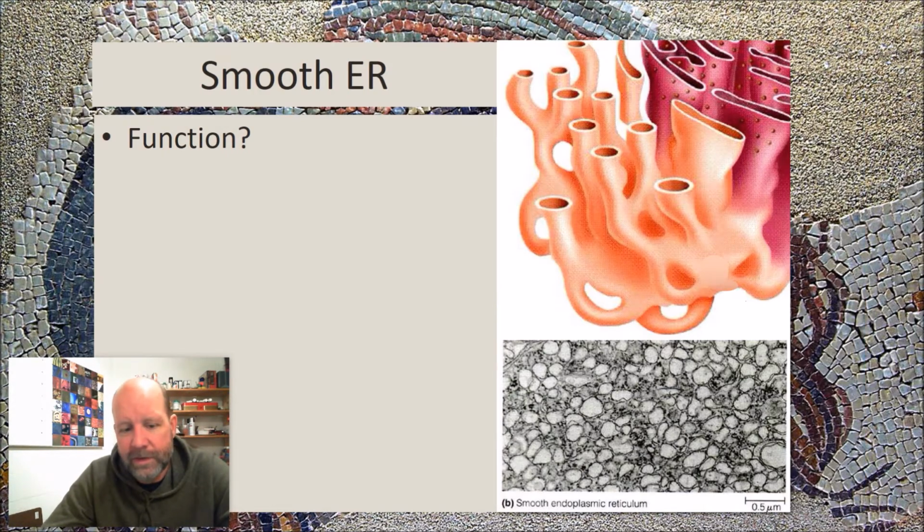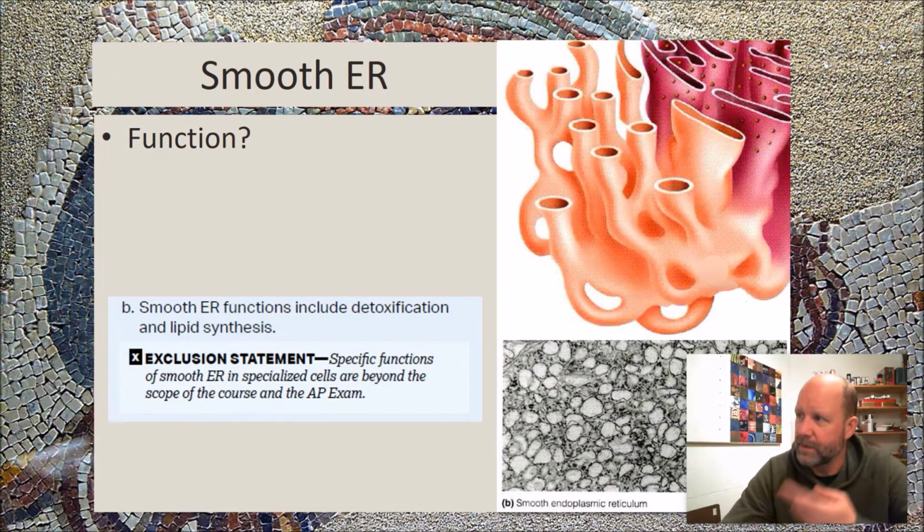The smooth ER is one that we don't have to know too much about. Its basic function, though, is making lipids, and it does some detox stuff. Got a little exclusion statement from the AP people that says basically you don't need to know too much about the smooth ER, just that it makes lipids and it's used to help break down some toxic chemicals that may end up in your cells.